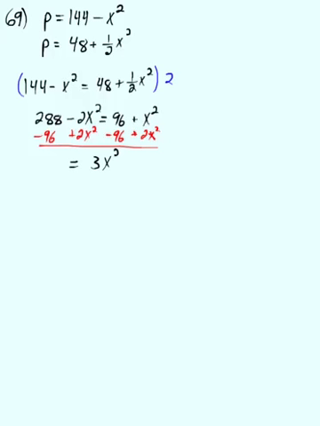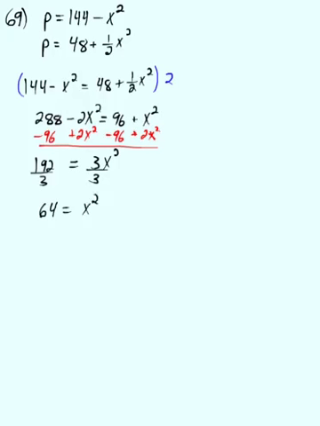And so, what's that going to be? 288 minus 96? 192. And then we can divide both sides by 3. And then 192 divided by 3, I think it actually comes out nicely. 64 equals x squared.